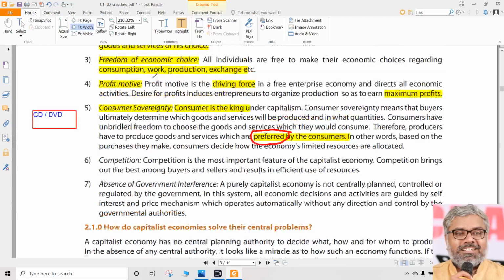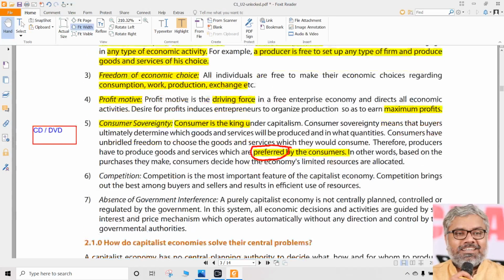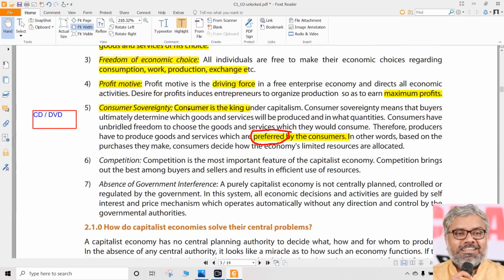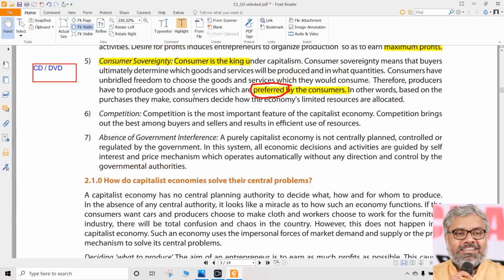And not only that, it can be a point of economic choice also. Sovereignty here can be understood as a choice also, because nobody can force a consumer to buy anything. The consumer is free to consume or use any kind of product or service, that is their choice. Nobody can really force a consumer. That is also consumer sovereignty.